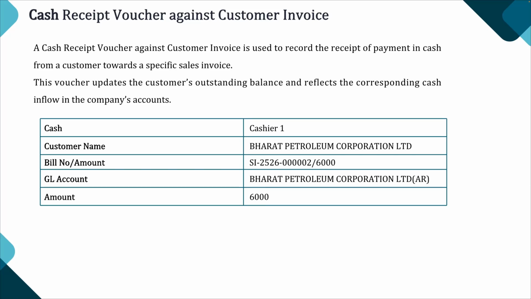Let us take one example. Cashier 1. Cashier. Customer name: Bharat Petroleum Corporation Limited. Bill number: SI2526000002. Bill amount: 6,000 rupees. GL account: Bharat Petroleum Corporation Limited AR. Amount: 6,000 rupees.